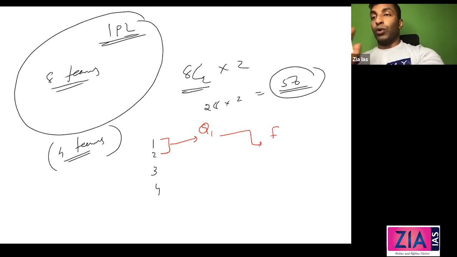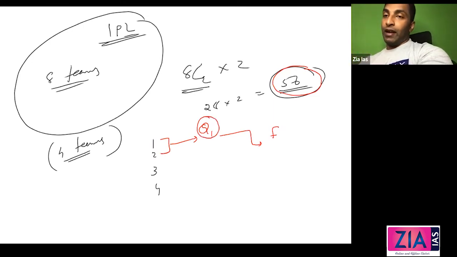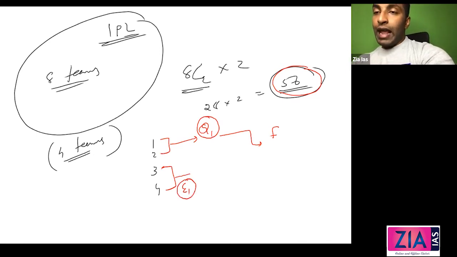So 56 matches are played. Then there will be a qualifier 1. The winner will be qualified to the final. Then 3 and 4 will play. That is the bottom one. From here, 1 will be eliminated. This is what is called the eliminator. So 1 will be eliminated and gone. So eliminator 1 match. The other one will play against the loser of this first one.